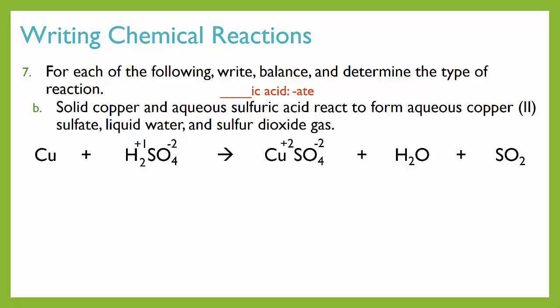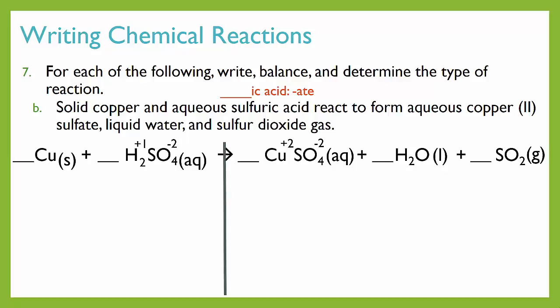So I can use the prompts in the word equation to fill in my state symbols. Solid copper, aqueous sulfuric acid, aqueous copper(II) sulfate, liquid water, and sulfur dioxide gas. So now I'm going to want to go ahead and balance this. So start with my copper. After that, I've got hydrogen. The next thing that I have is sulfate.